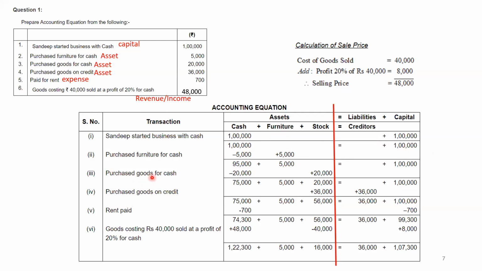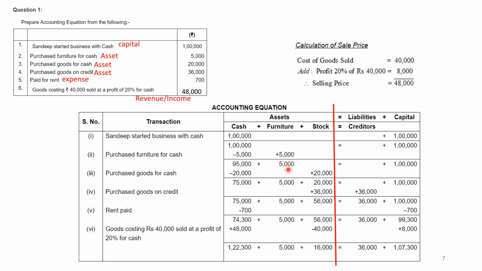And purchased goods for cash. Third item, what is that? Purchased goods for cash. Same thing, you write down here. How much? 20,000 is given here. So how much amount is remaining with us now? Cash is 95,000 only remaining. Out of that, 20,000 I'm using for getting the goods. That means 95 minus 20, how much will it become? 75,000. It should come like that only.